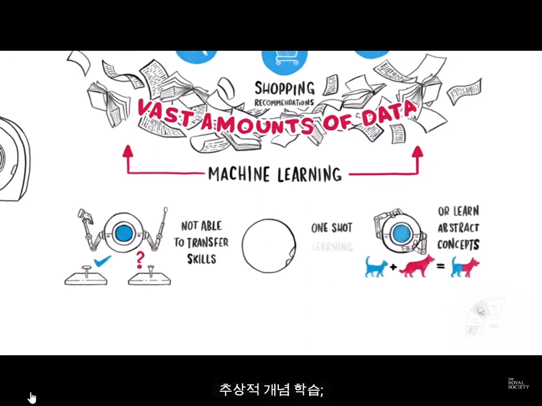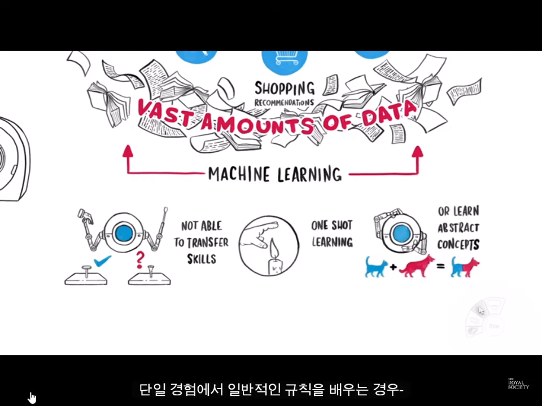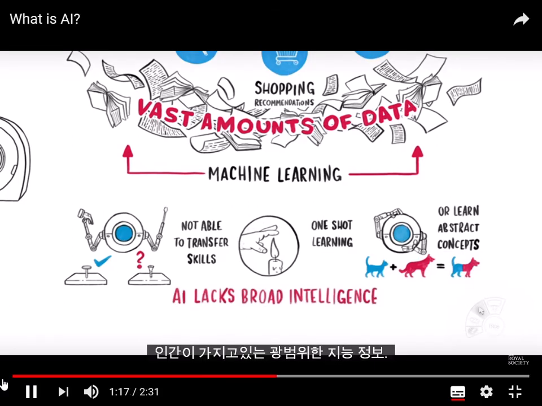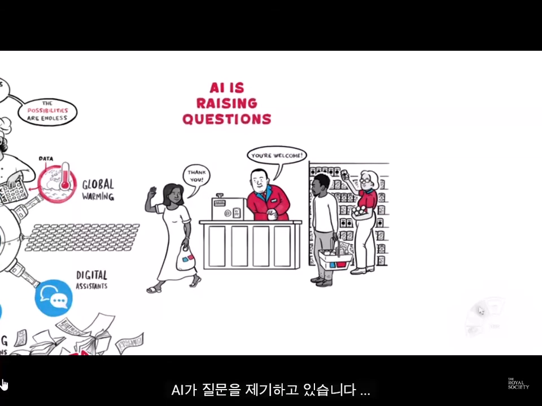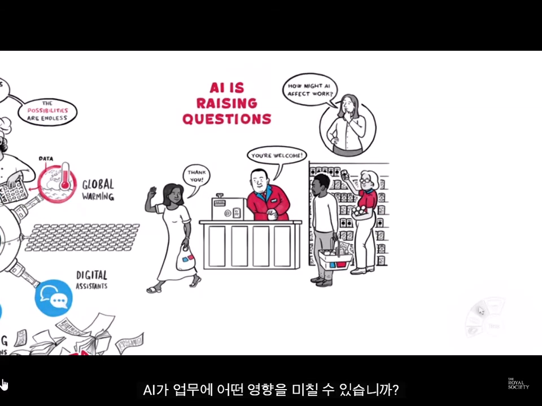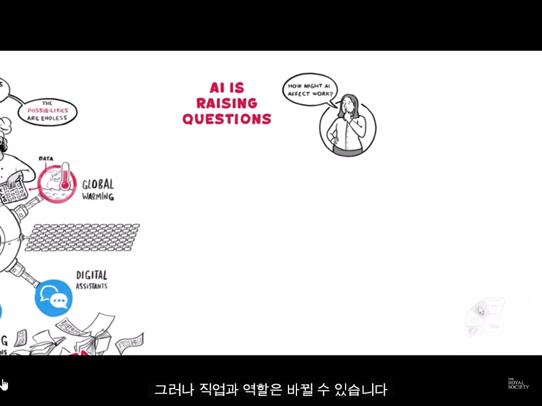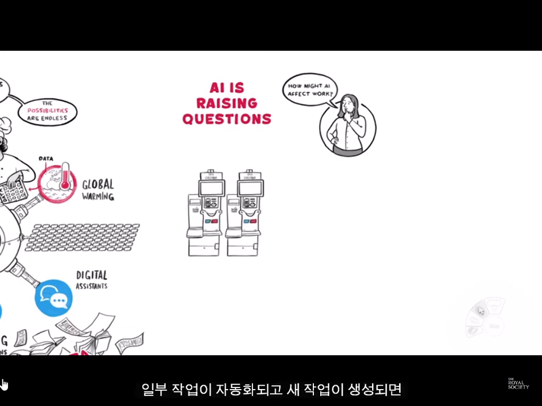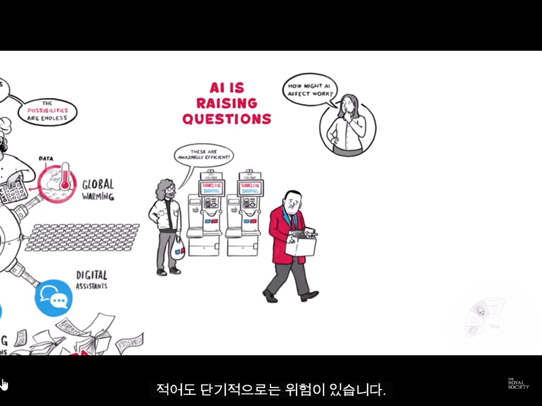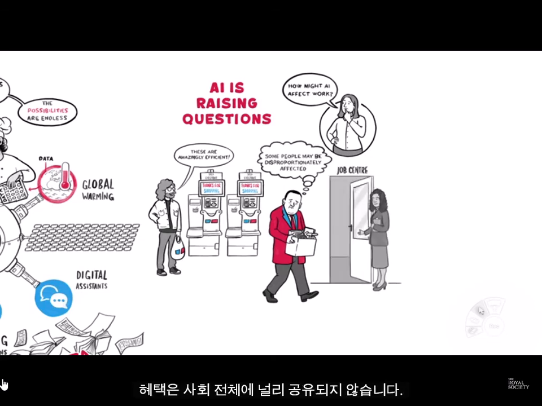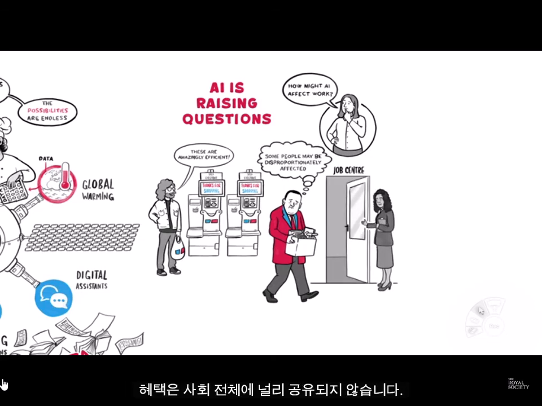Learning abstract concepts and one-shot learning, where a general rule is learned from a single experience, the sort of broad intelligence humans excel at. But even without achieving this broad intelligence, AI is raising questions. How might AI affect work? People will still be needed in the workplace, but jobs and roles are likely to change as some tasks become automated and new jobs are created. There is a risk that, at least in the short term, this could increase inequality if some people are disproportionately affected and benefits aren't widely shared across society.